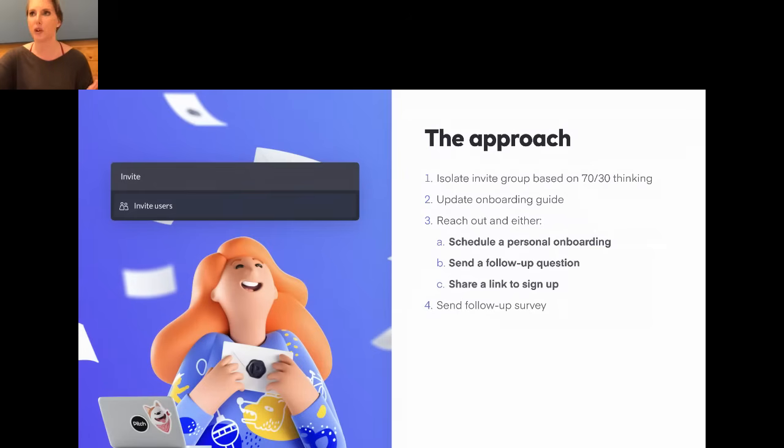With this phase, again, we created our invite group with the 70-30 thinking. We updated our script, tightening things in some areas, expanding in others, based on what we learned from the previous phase. We also worked to restructure things. There was more space to dig into their individual challenges or their team challenges, and just understand ultimately what they would want Pitch to be for them long term. We changed outreach this time around, trying to either schedule a personal onboarding, the path we'd taken for phase 1, or leading with an open-ended question based on something we learned from their survey, or just sharing an immediate link to sign up for Pitch.